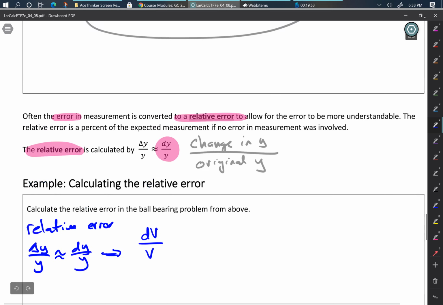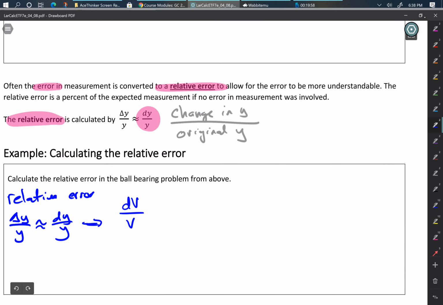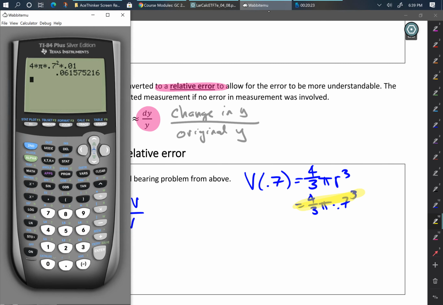Now, I already know the dv. It's this horrible number right here. But I don't know v. So I'm going to have to find v. And it's V of 0.7 because it's the volume if there had been no change in the input. If the measurement of 0.7 inches for the radius of that sphere would have been perfect, and that's going to be 4/3 pi r cubed. So that's going to be 4/3 pi times 0.7 cubed. This is a calculator problem. So I'm going to go ahead and bring the calculator back up.